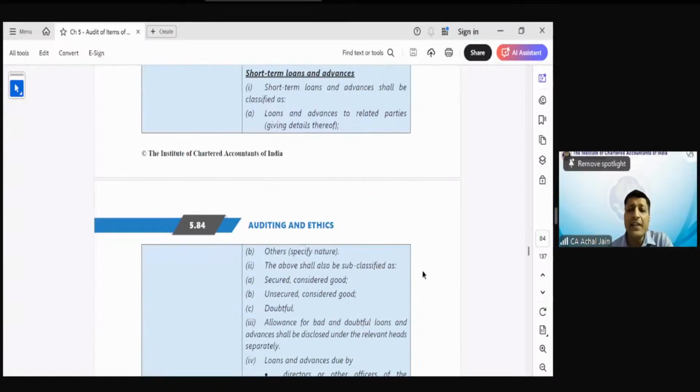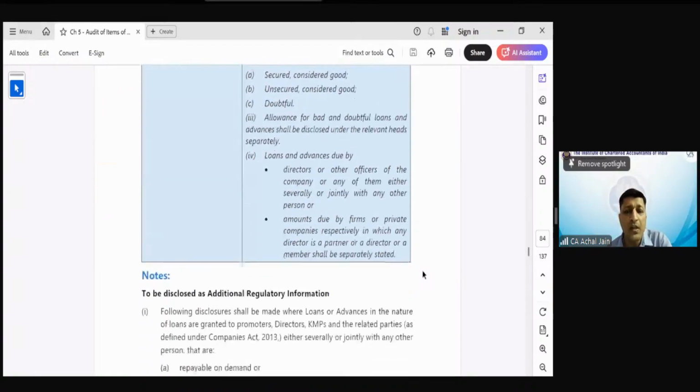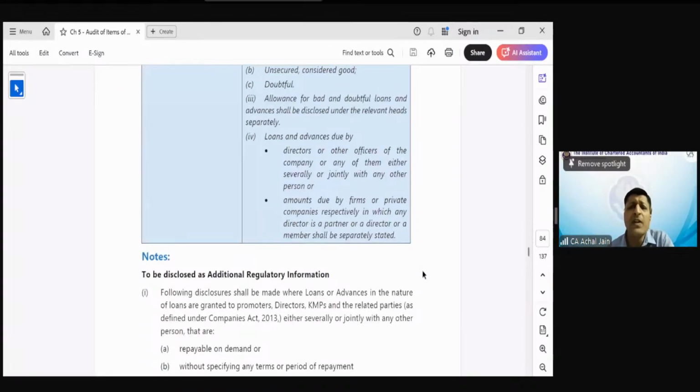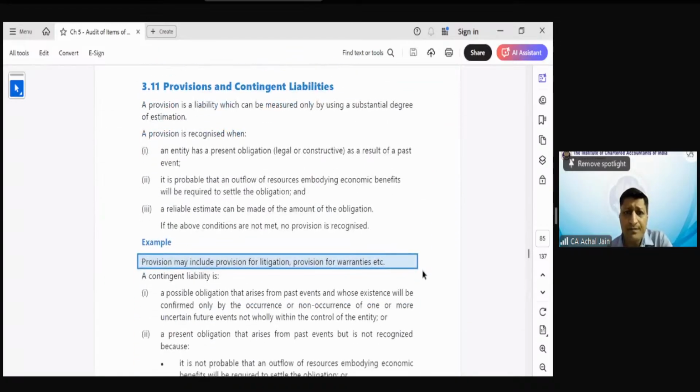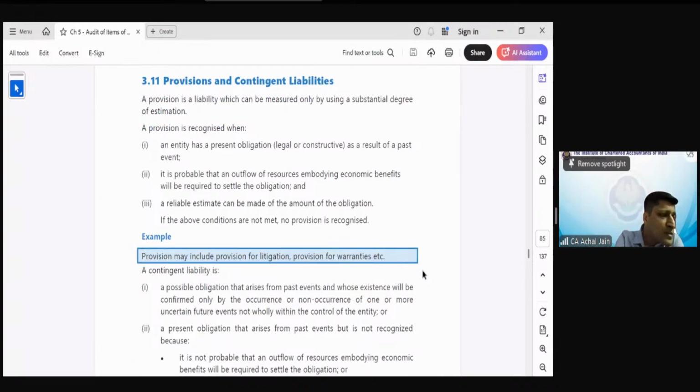Similarly, the disclosure requirements for short-term loans and advances need to be looked at, very much in line with what we have under long-term loans and advances. So this is what we had on long-term loans and advances. Now we will move on to another very important and quite interesting item, that is provisions and contingent liabilities.